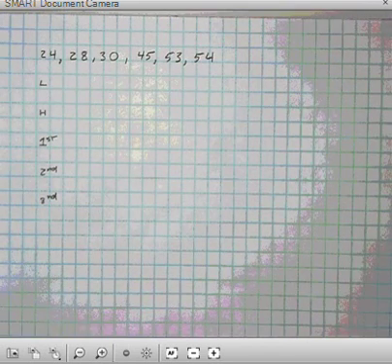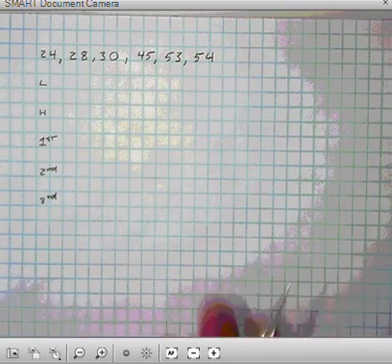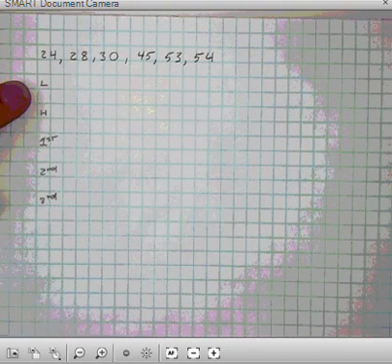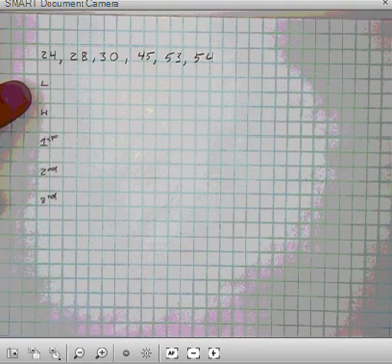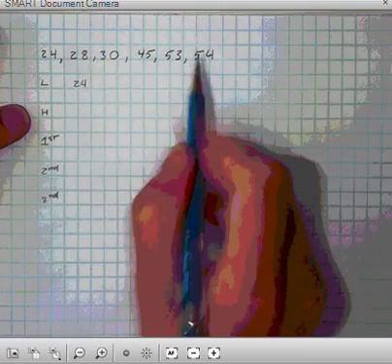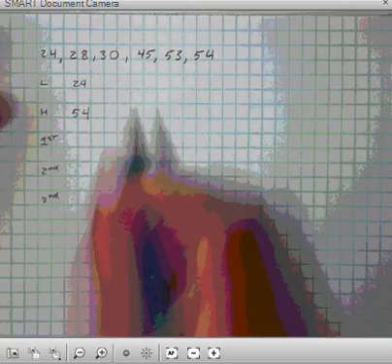I'll give you a minute to do that. All right. What is the lowest value of that data set? Brooke? 24. All right, so our lowest number there is 24. The highest one is 54.